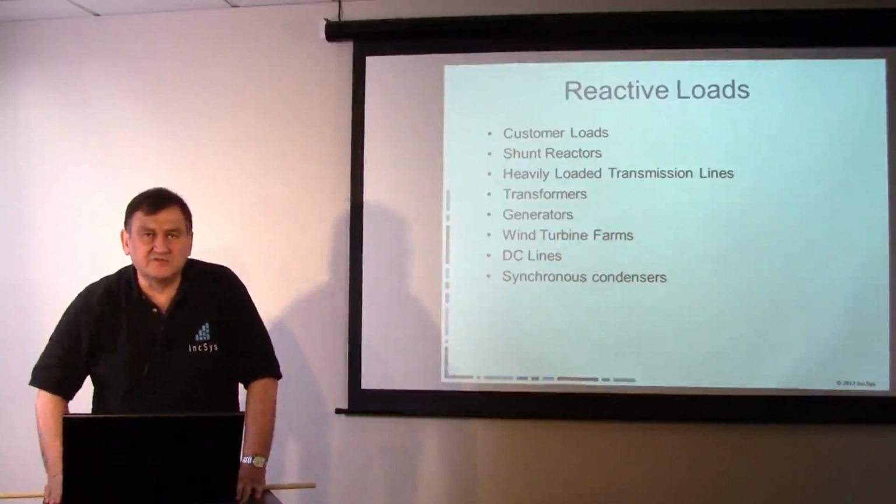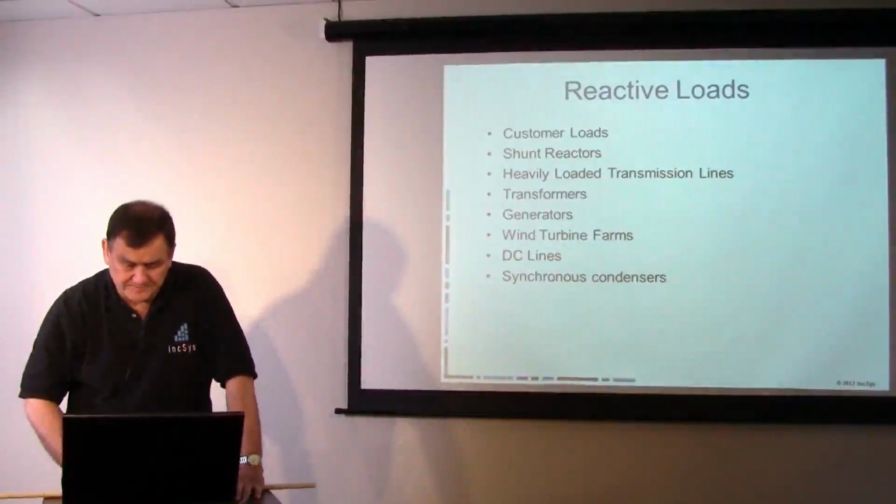DC lines, they have the rectifiers, and they are a net drawer of reactive power. And then synchronous condensers, for the most part, synchronous condensers will be producing megavars, but there are times when they can absorb and they are a reactive load.